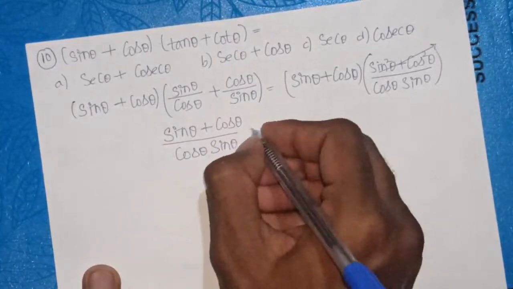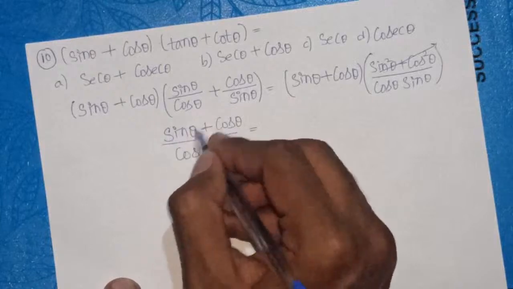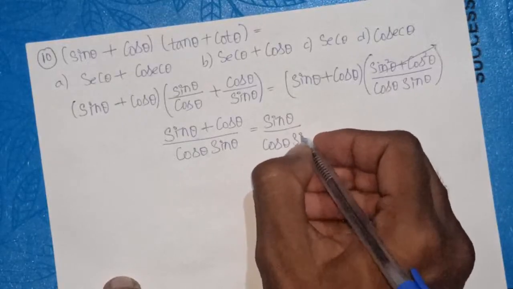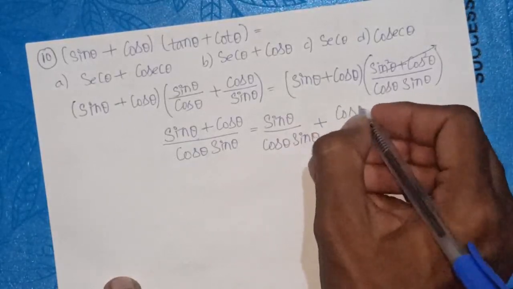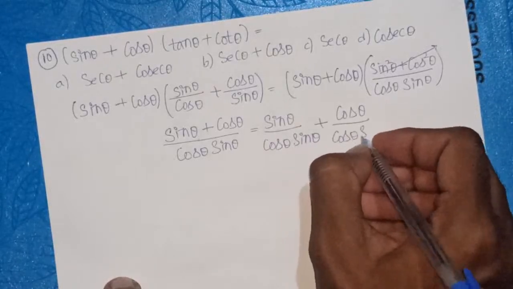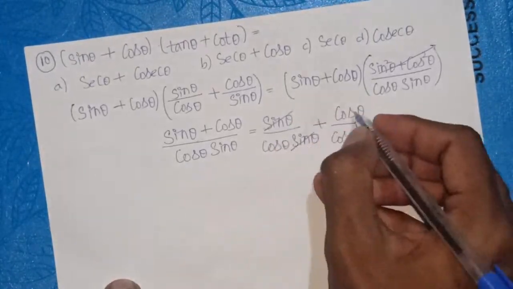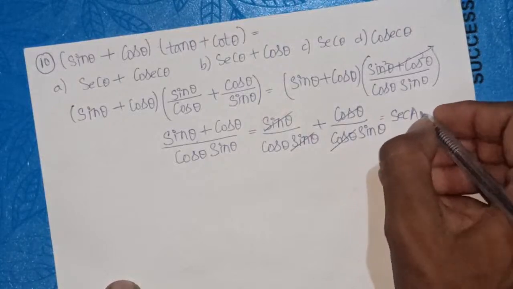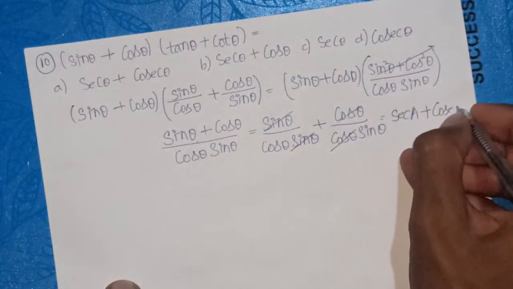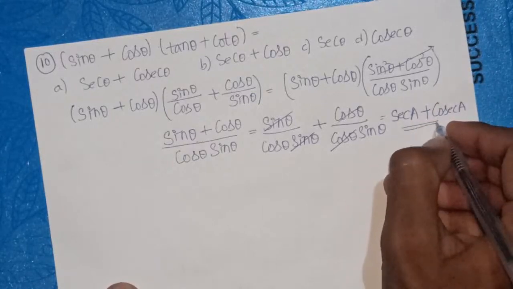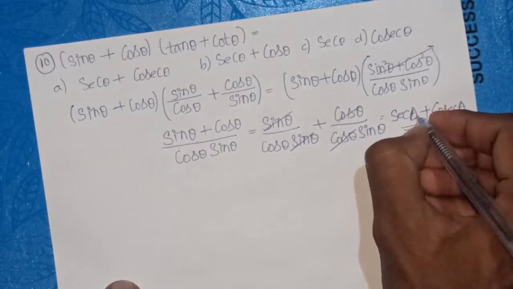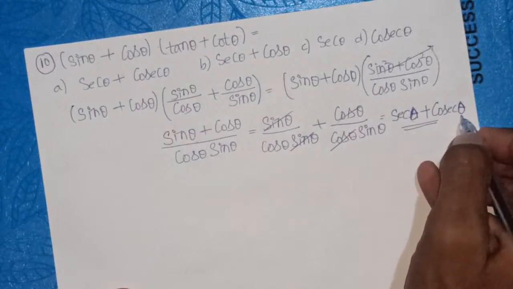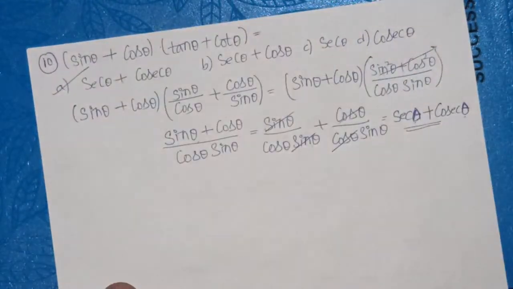Therefore, 1 into sin theta plus cos theta will become sin theta plus cos theta divided by cos theta into sin theta, which is equal to, here we need to split the numerator, that is sin theta by cos theta into sin theta plus cos theta divided by cos theta into sin theta. Yes, sin will get cancelled, like cos will get cancelled. Reciprocal of cos will give you secant plus reciprocal of sin will give you cosecant. Therefore, secant A plus cosecant A is our answer. Here they gave us the angle as theta, so secant theta plus cosecant theta is our answer. That is, option A is our correct answer.